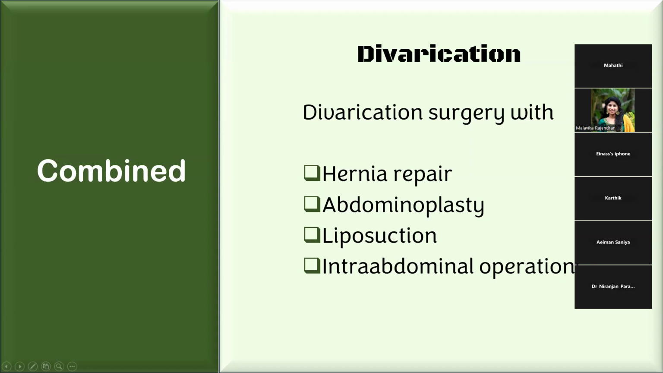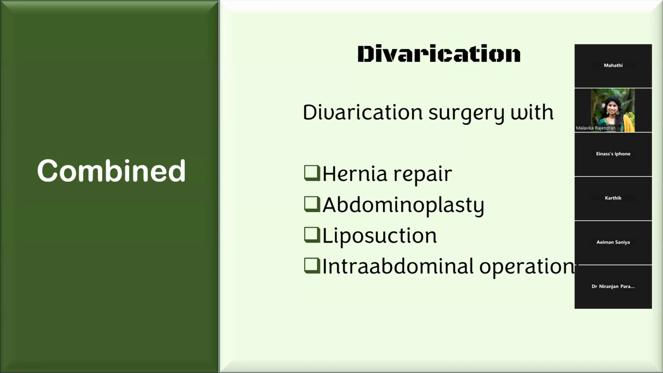Questions, doubts? Sir, one small doubt, sir. Sir, in all the techniques described, we are seeing plication being a part of all of them. Where is the technique where only the mesh is used, sir? Like without plication, can only mesh be used for repair? It cannot be used at all because you're not narrowing the linea alba, and the ridge continues.